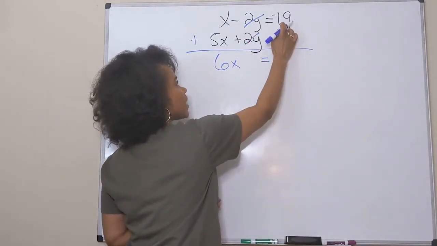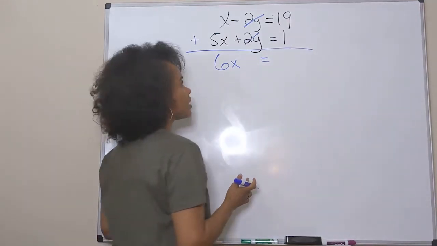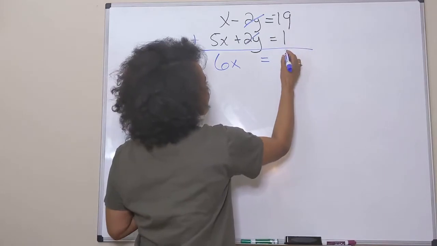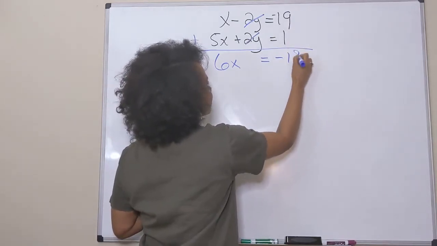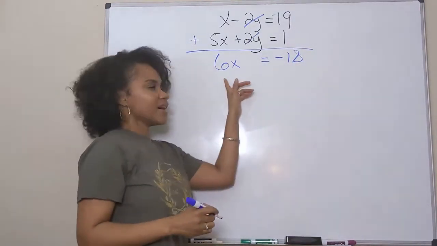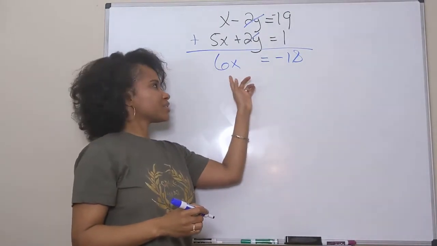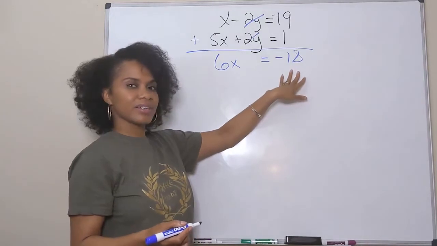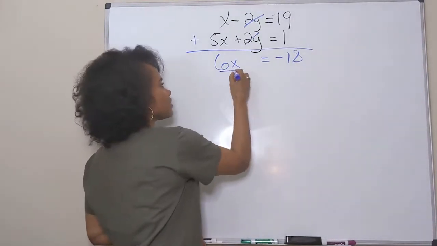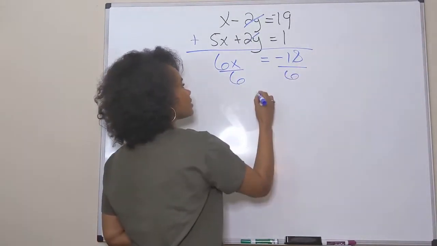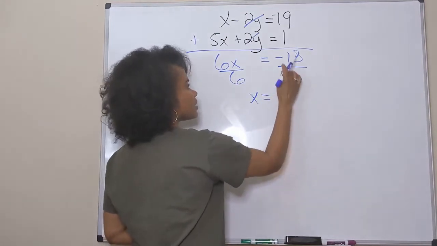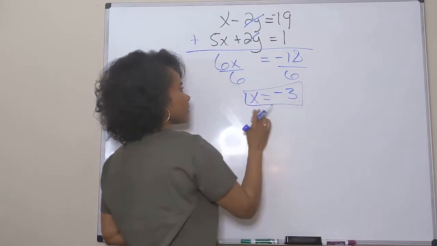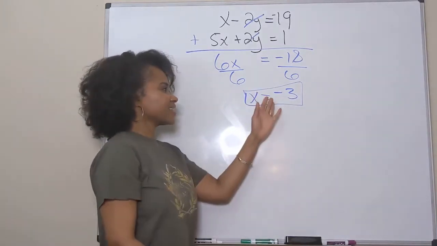And I want to combine what's on the other side of my equal sign. That is negative 19 plus 1, and that's going to give me negative 18. So now I'm just left with a one-step equation to solve for x. I have 6x equals negative 18, so I simply divide by 6 to solve for x. Negative 18 divided by 6 is negative 3. So we've gotten x equals negative 3.